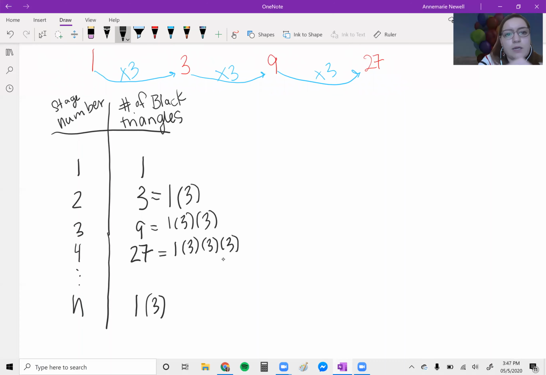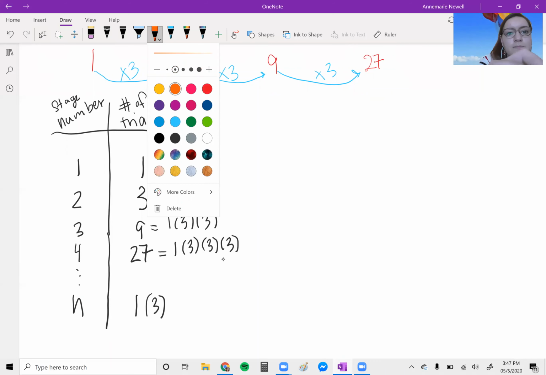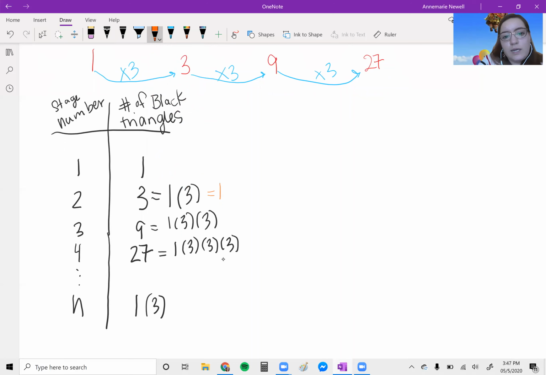This is 1 times 3 just one time. And this is 1 times 3 2 times. And this is 1 times 3 3 times. Can we say something about this first stage? This is 1 times 3. How many times there? Can you follow the pattern? This actually has an exponent of 0, which is really cool. Anything raised to the 0 power is 1, except for 0 to the 0, which we don't talk about.